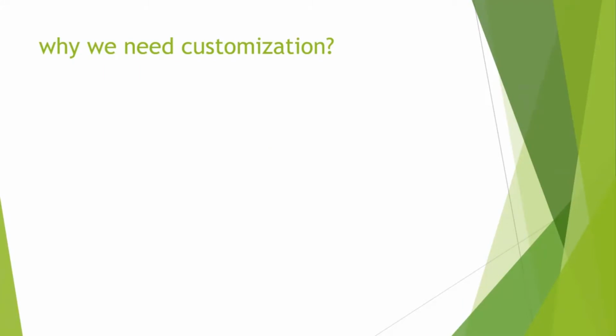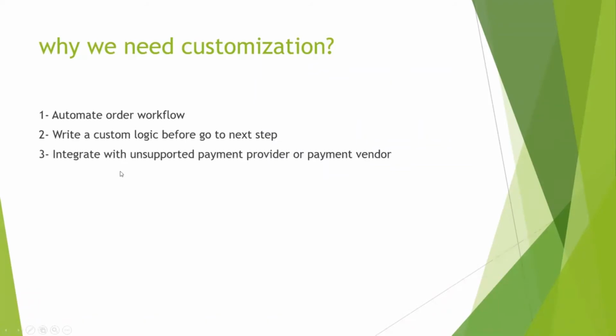OMS supports a lot of payment providers like PayPal, Apple Pay, Adyen, CyberSource, Klarna. But sometimes we need to integrate with a payment provider that is not supported by OMS, like Afterpay. So we need to customize OMS to accept this provider. Same thing with the shipping vendor. So we need customization to automate order workflow, write custom logic before going to the next step, and integrate with an unsupported payment provider or shipping vendor. From my experience, I think this is the main reason to customize OMS.